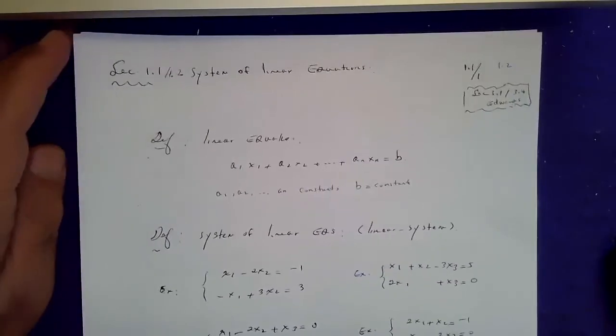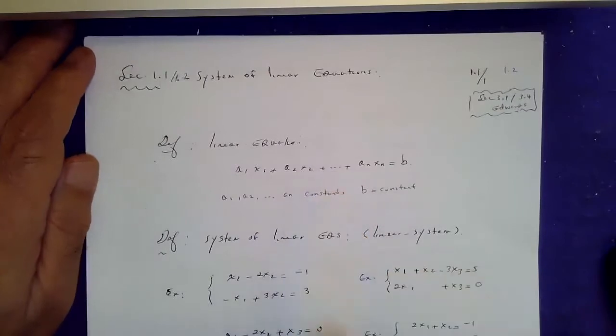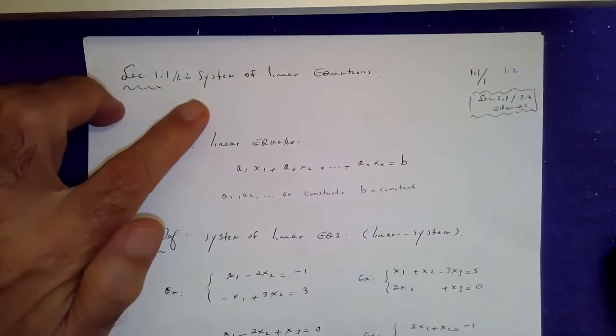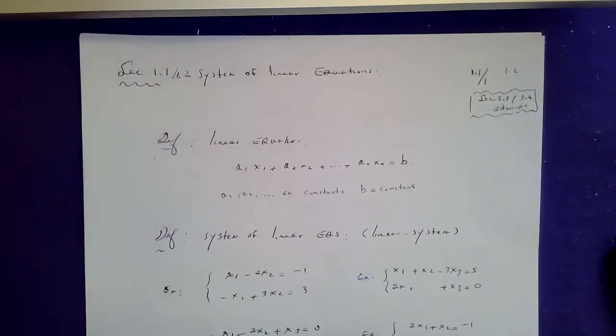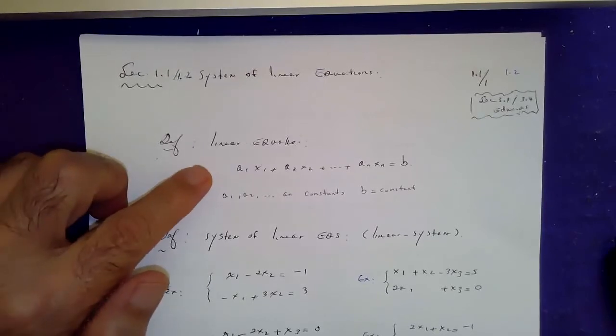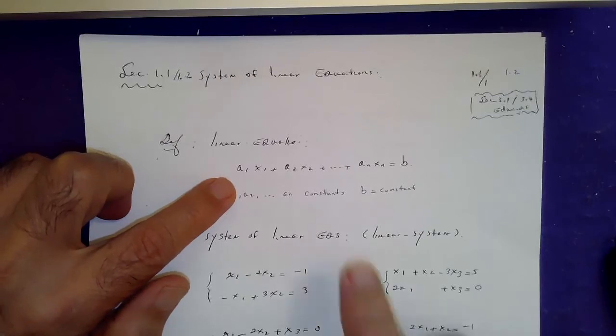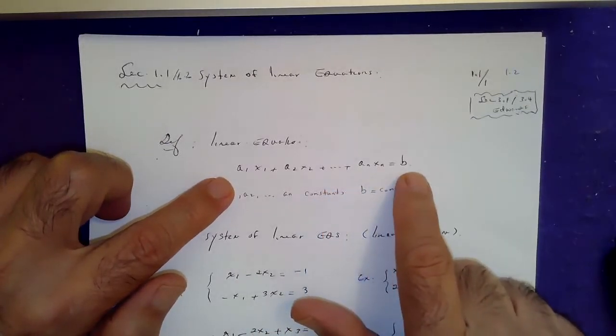Section 1.1, also part of section 1.2. We'll be talking about systems of linear equations, and we'll be expressing these equations in terms of a concept called matrices. The linear equation looks like this: a1x1 plus a2x2 all the way to anxn plus b.